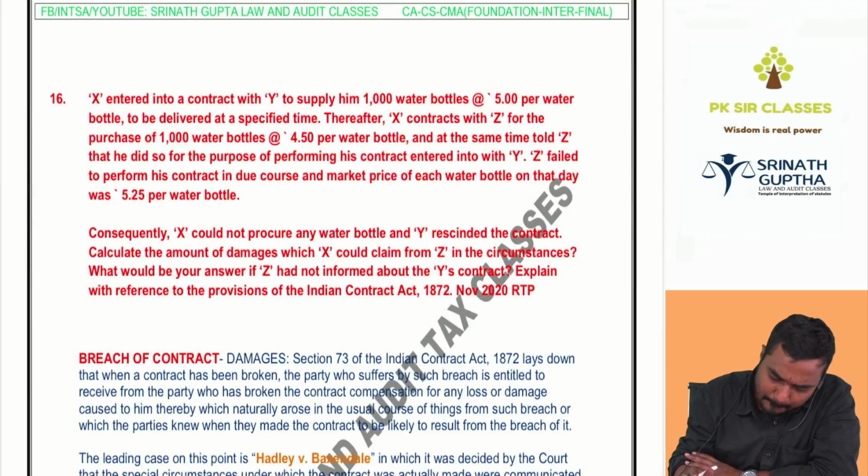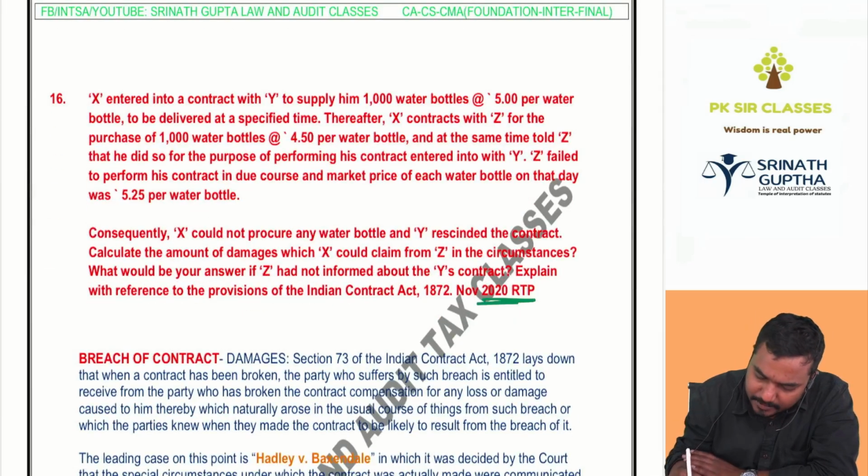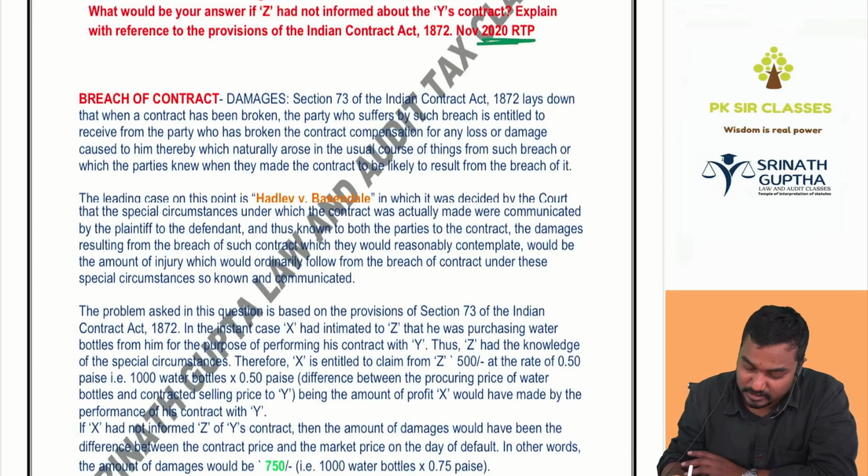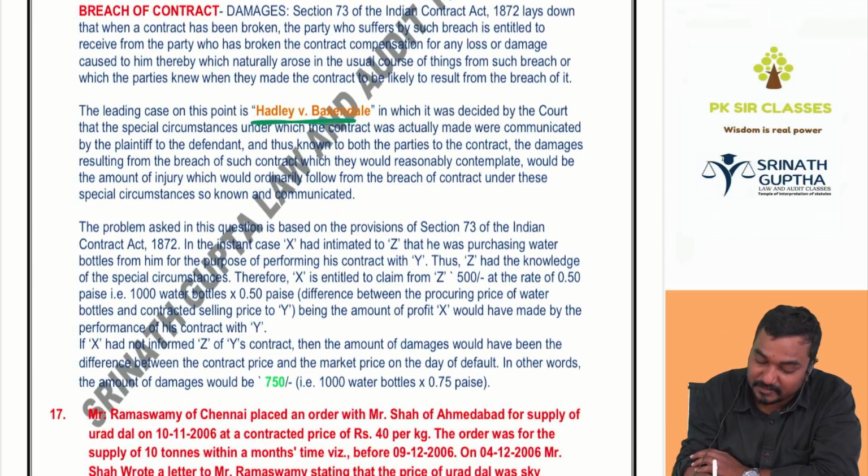When did the same question come, beta? It came in 2020 RTP, 4.5 and 5.25. Just now we discussed, no, the same: 5.25 minus 4.5. Then the first question, this one only, look, he refers to the Hyderabad bags case also.